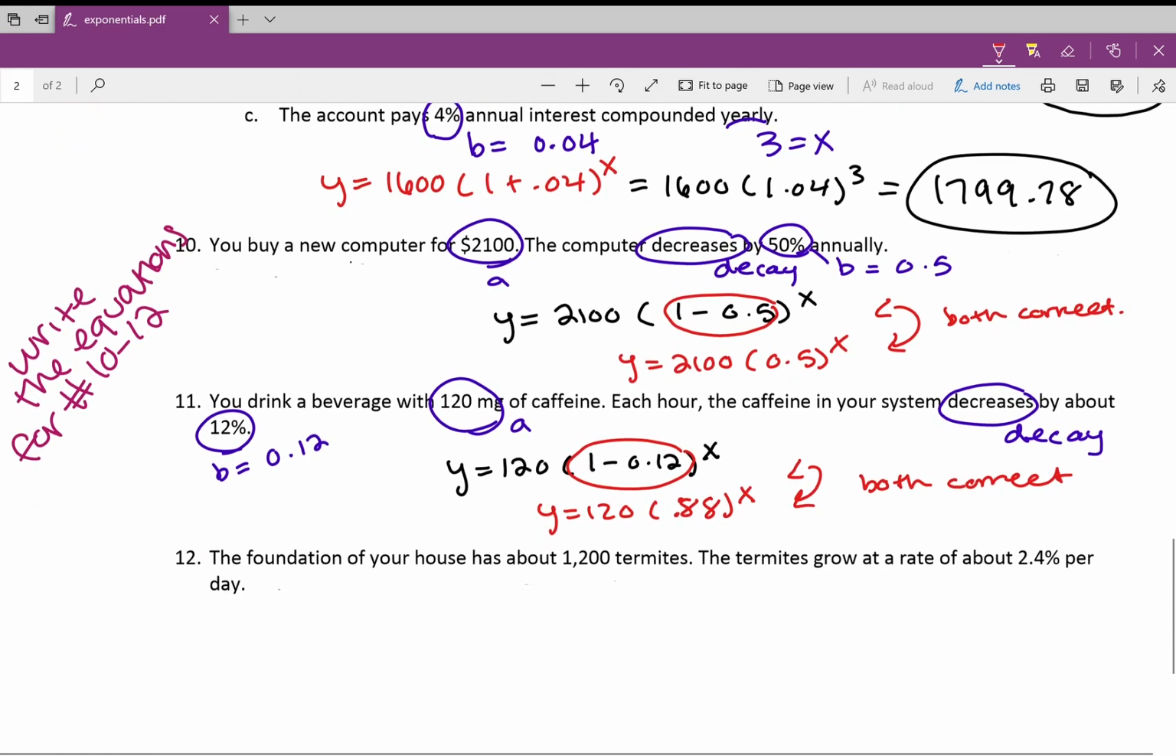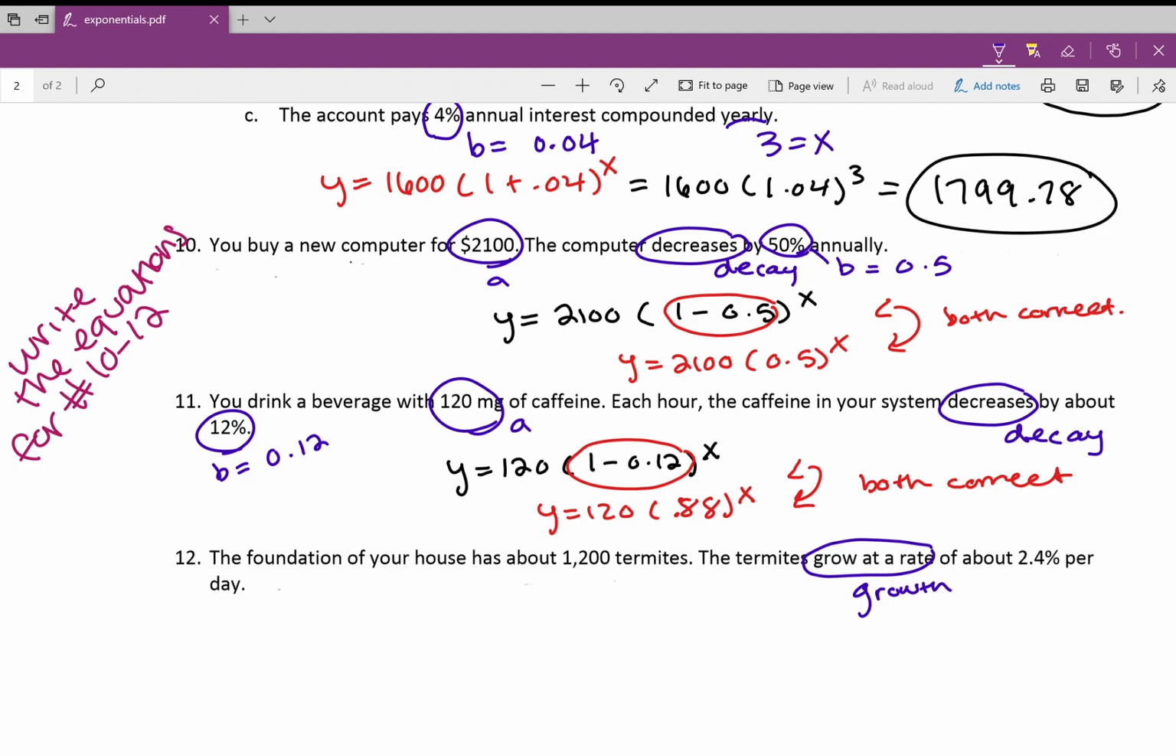Okay, last one. Go ahead and look at number 12. You're telling me if this is a growth or if it's a decay. Okay, so number 12 says the foundation of your house has about 1,200 termites. The termites grow at a rate of about 2.4% per day. So you guys should have saw the words grow at a rate and knew it was a growth. Okay, go ahead and label the rest of the problem and then tell me the equation.